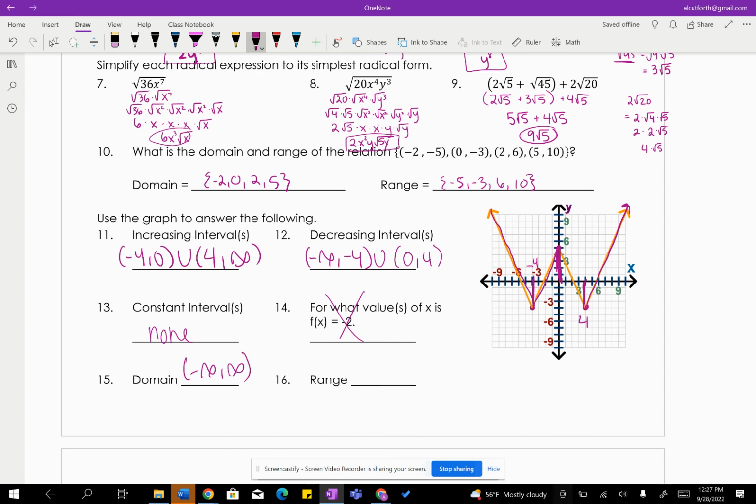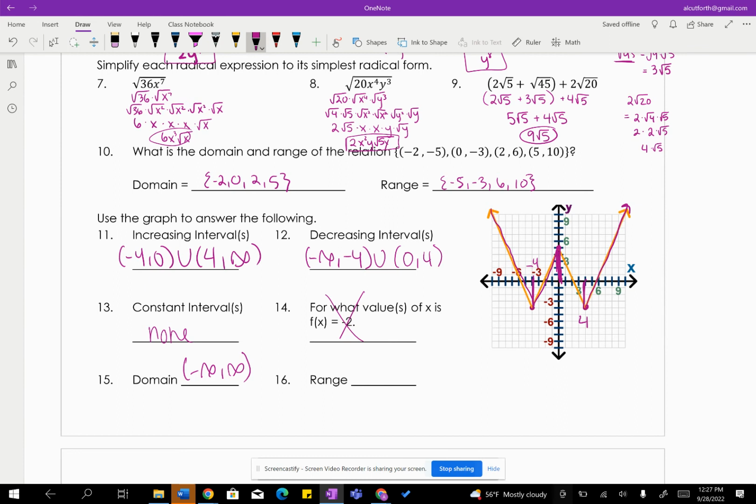Because the function continues going, there's no first X value and there's no last X value. But what about the Y values? Is there a Y value where my function starts at? Does my function exist down here at negative 9? So where does it start?